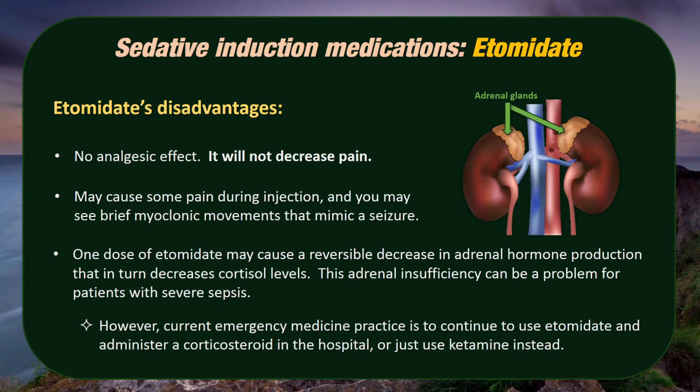One dose of etomidate can cause a reversible decrease in the adrenal hormone production, where it decreases the cortisol level. However, current emergency medicine practices still continue to use etomidate, and they are also using corticosteroids at the hospital, or a lot of places are just going to ketamine at this point.